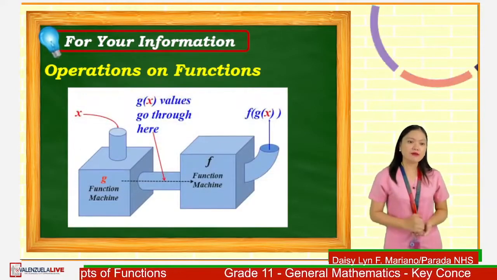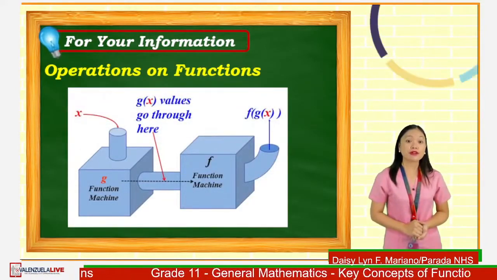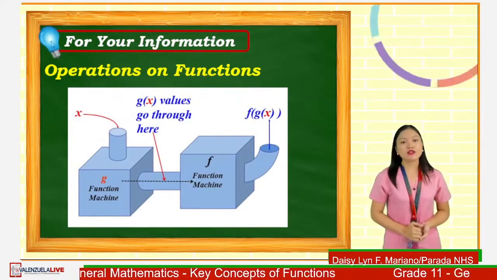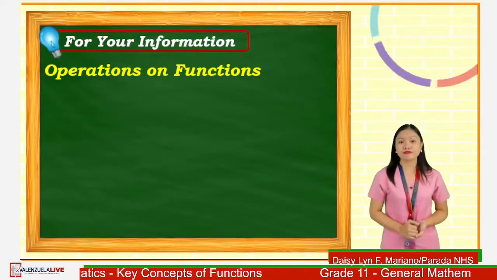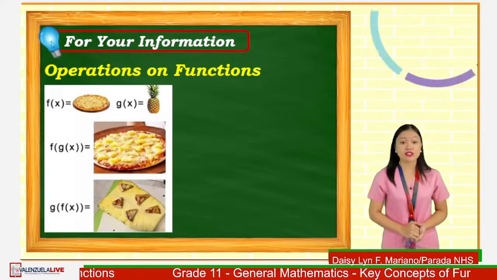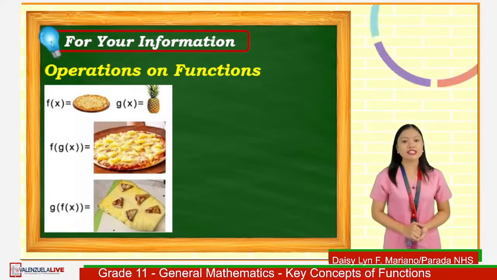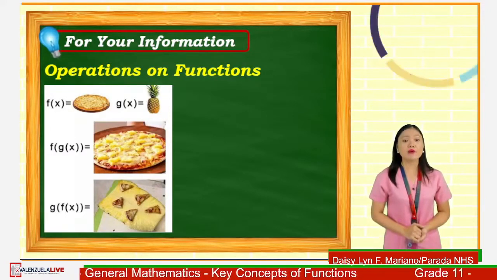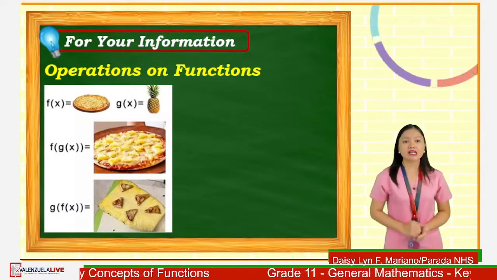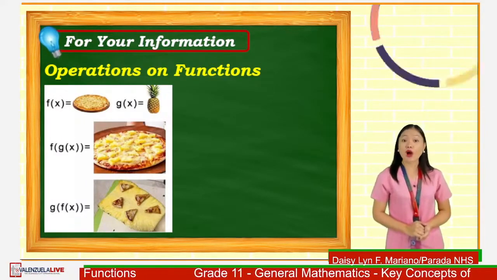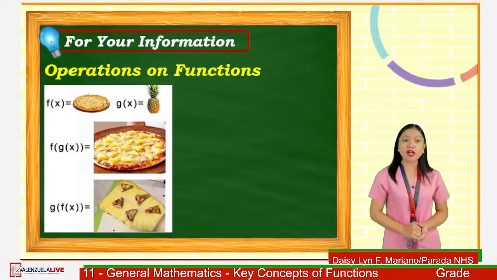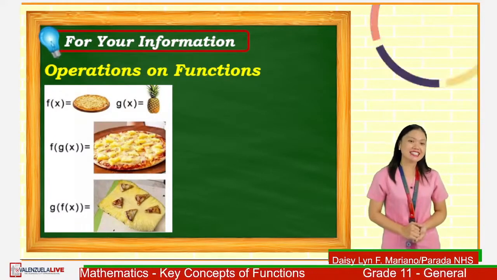The given illustration demonstrates how composition of functions is performed. We take the values of x in g. Then, the resulting values are substituted to f. Further, we can imagine composition of functions as real-life situations. For instance, f of x is our pizza and g of x is our pineapple. f of g of x is illustrated by pizza topped with pineapples, while g of f of x is illustrated by pineapples topped with pizza slices.